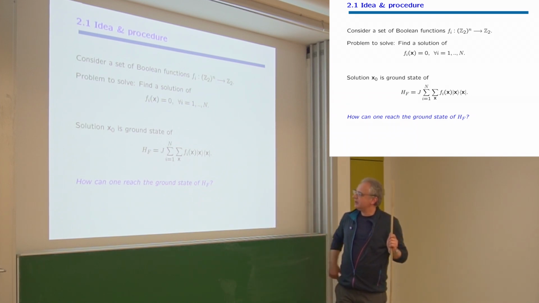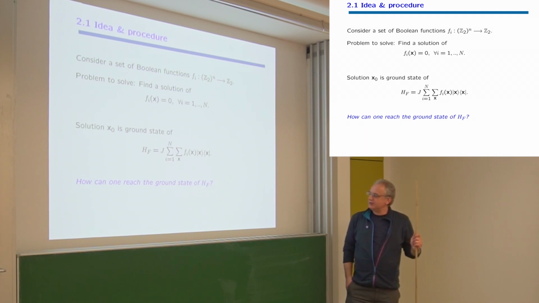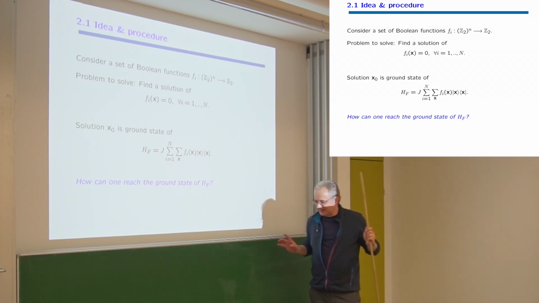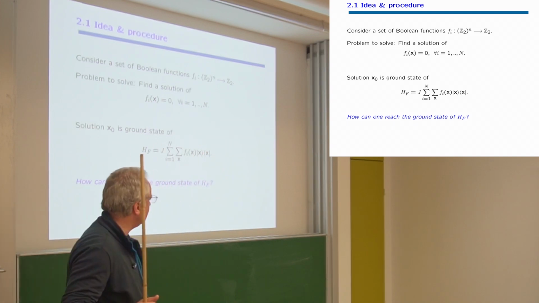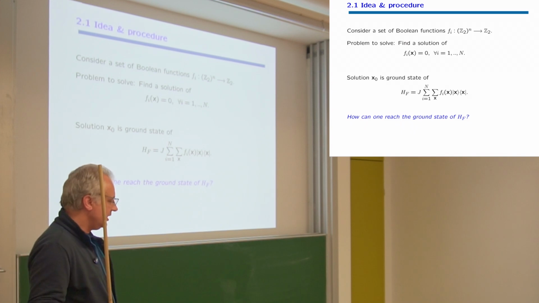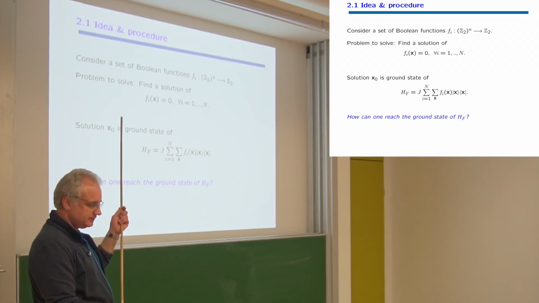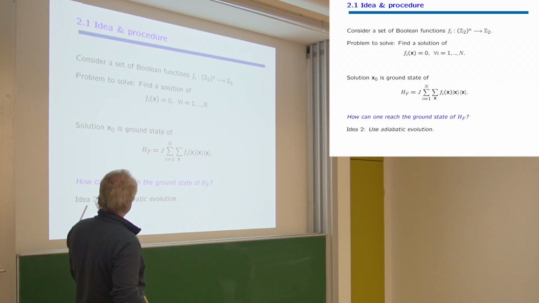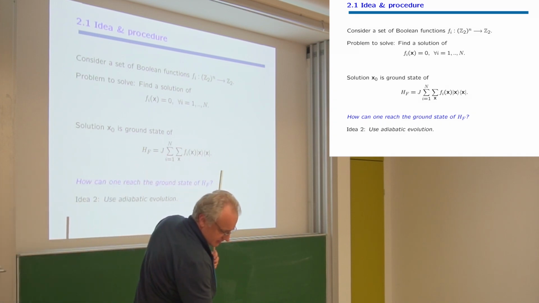We will run up into a similar difficulty, but the fathers of adiabatic quantum computation knew that, and so they proposed another avenue for preparing the ground state of such a Hamiltonian. What they suggested was to use adiabatic evolution. Okay, so what is this?